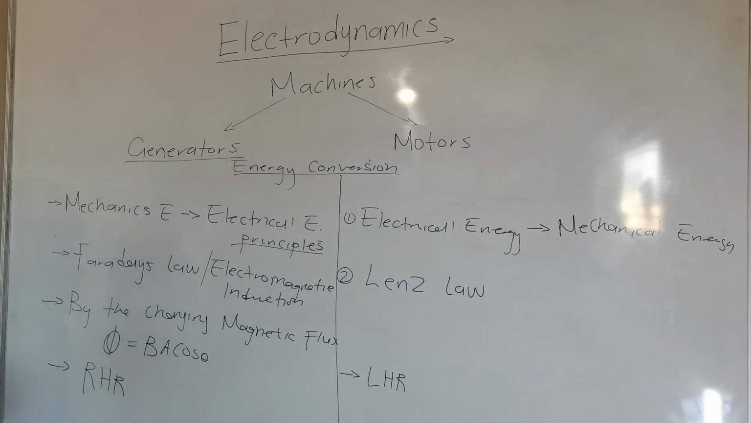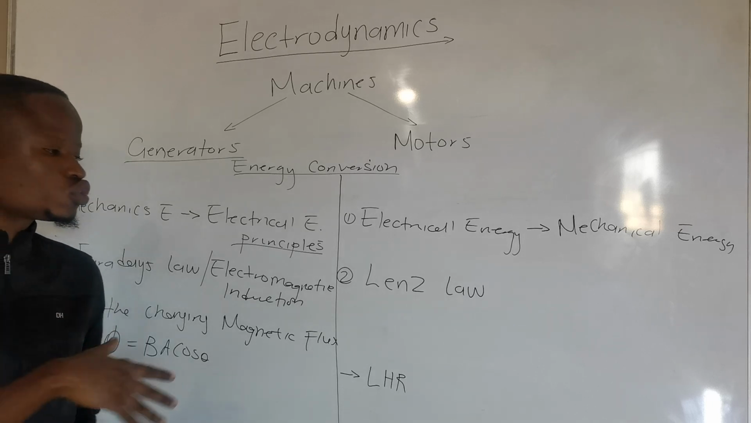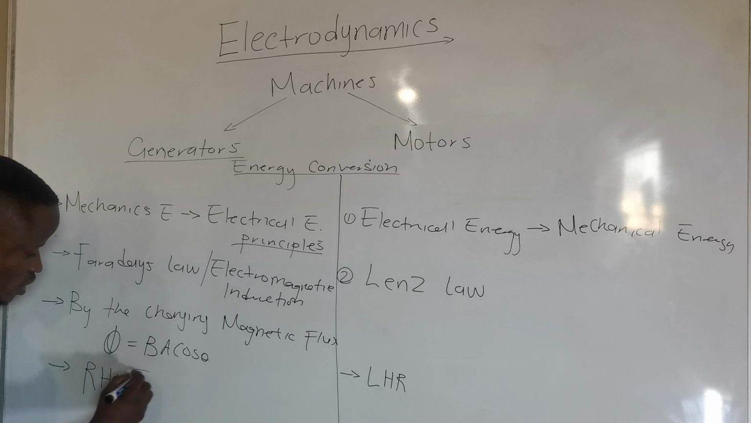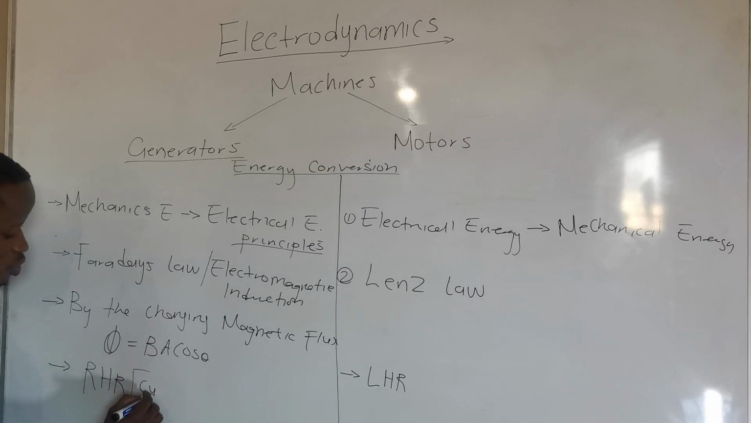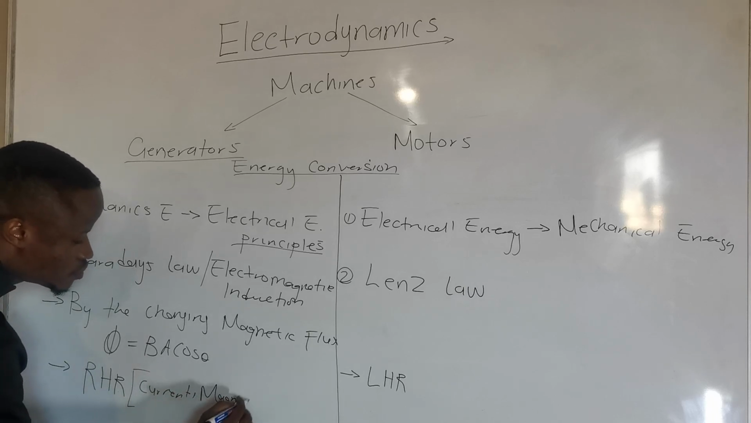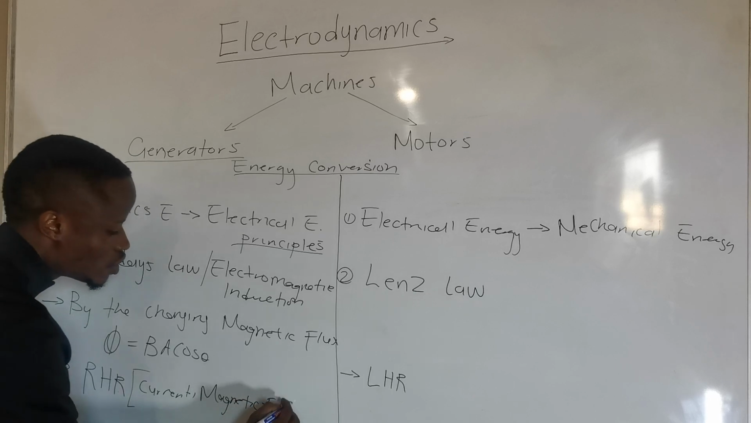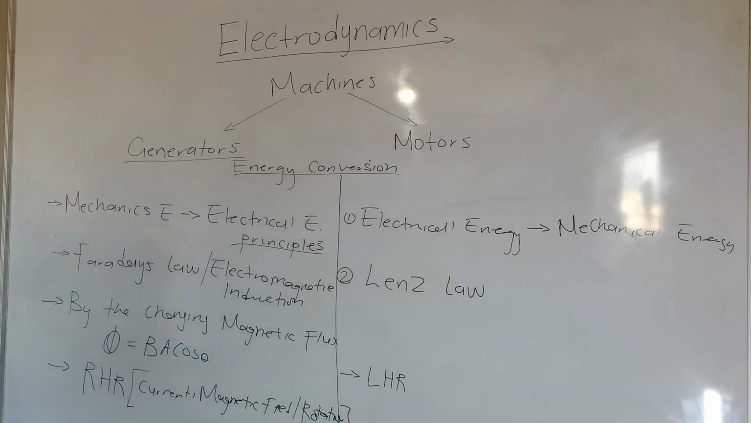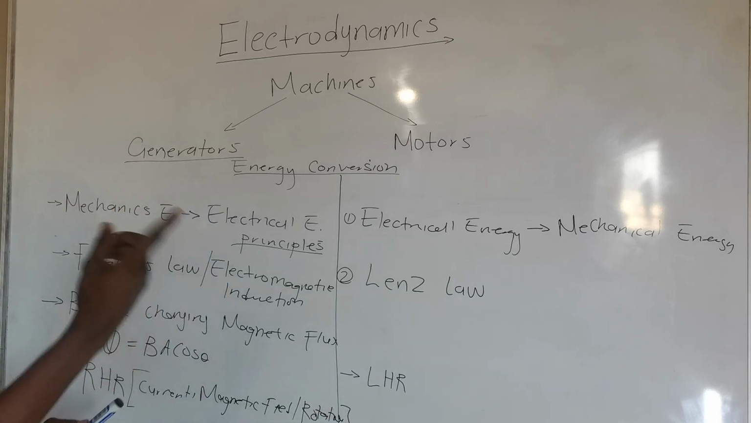Alright, so these are the other things that we need to be looking at. Here, we are going to be using our right hand rule to predict the direction of the current, the direction of the magnetic field, as well as the direction of the force or the direction of the rotation. Let me write them down here for you. So this is going to be current, magnetic field, as well as rotation. Some prefer to call it the force. I call it the rotation because the armature is rotating.